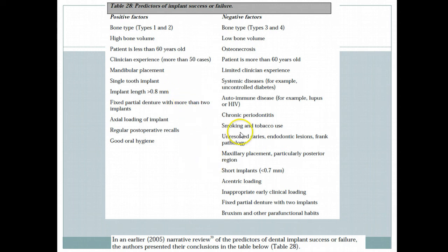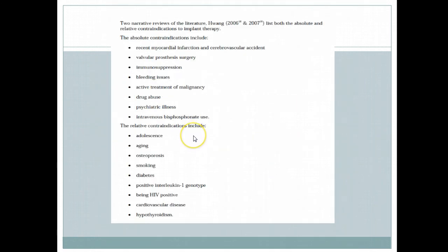So again, this is another breakdown of indication and contraindication, but not more like contraindication, more like risk factors, let's say. So here's another example of a study that I found, 2006-7. He did his own absolute contraindications: recent myocardial infarction, valve prosthetic, immunosuppression, bleeding issues. Now, like I said, not everybody agrees with it, but if you are a surgeon, you know how to handle these things. This is not an absolute contraindication for you.